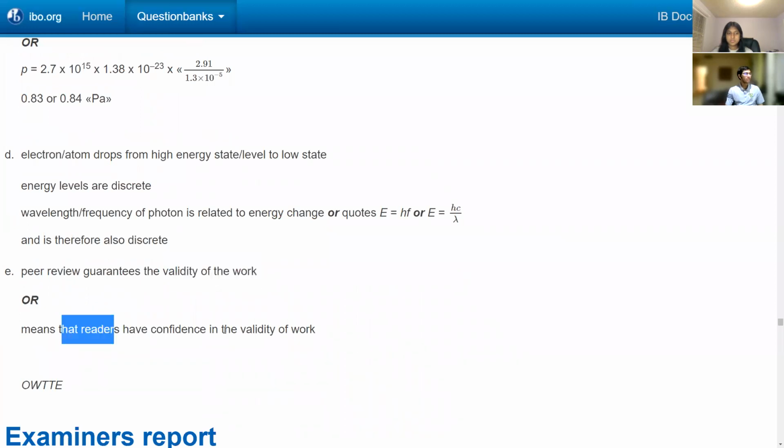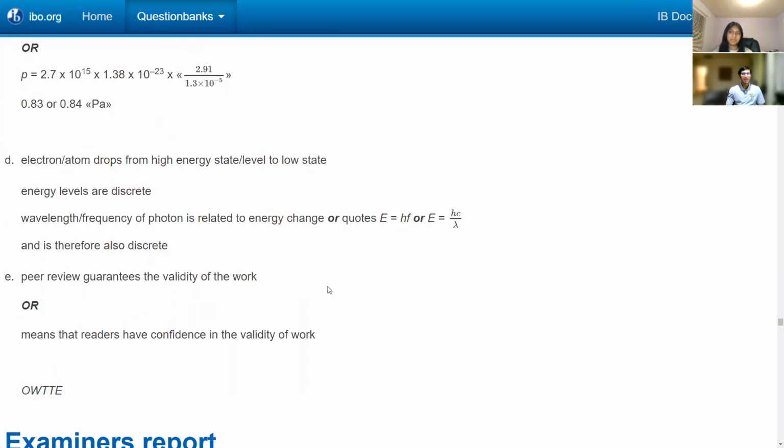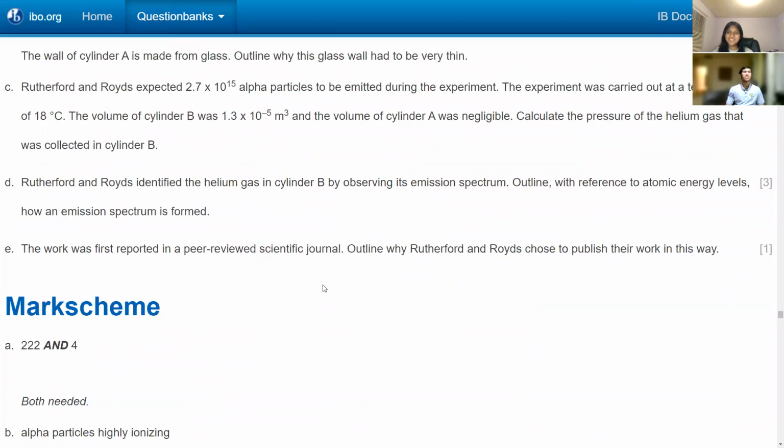Guarantees validity, or they have confidence in the validity, something of that. This is a dumb type of question. It is, yeah. I don't know. I feel like this is like a TOK. These are. I feel like this is their way to put TOK.